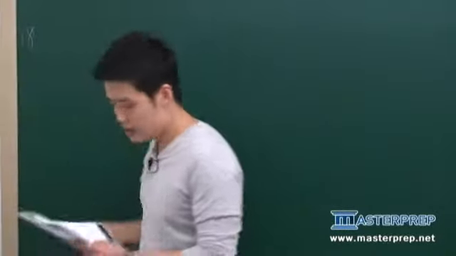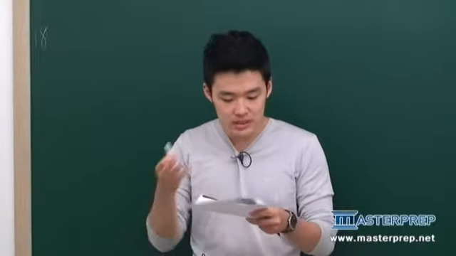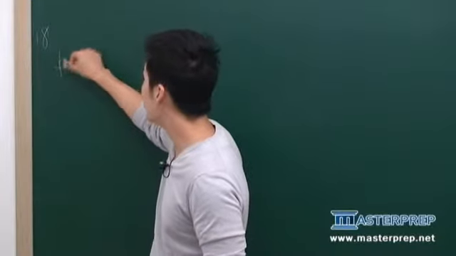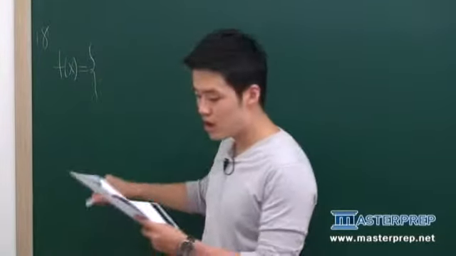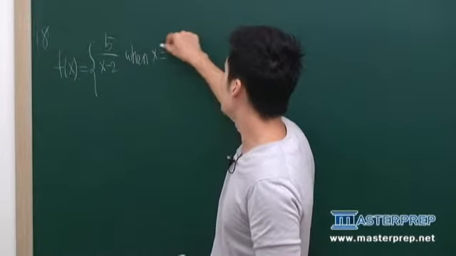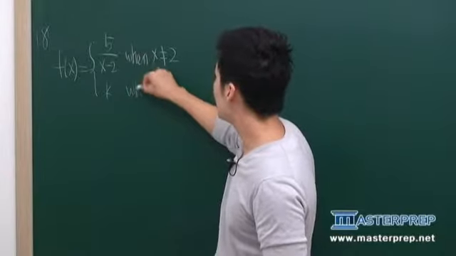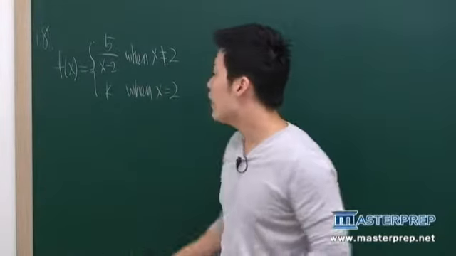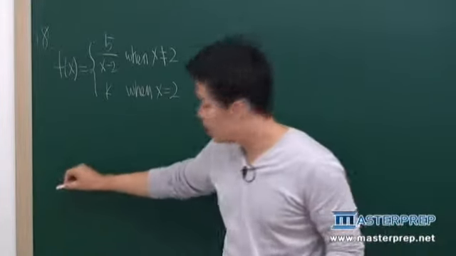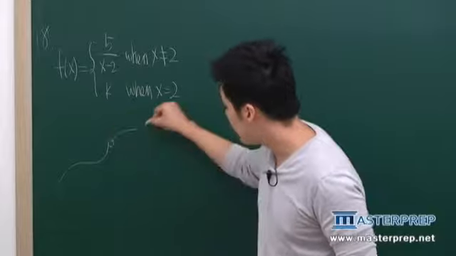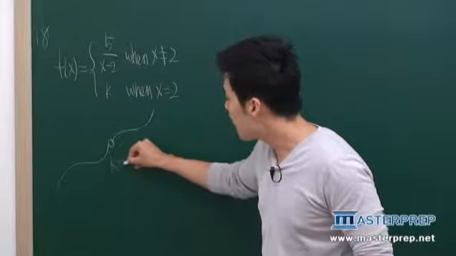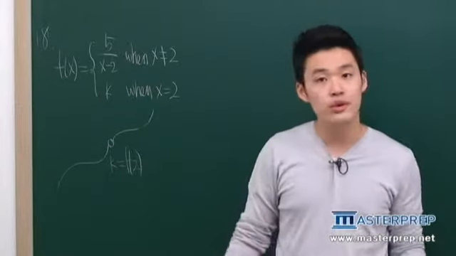Okay, so number 18. First of all, as soon as you see this problem, you could say we have a piecewise function, right? f of x is equal to 5 over x minus 2 when x is not equal to 2, and k when x is equal to 2. This is working for a jump, right? If you have a function with a discontinuity, we might have a jump or a hole there, and if k is the value of f of 2, it works for this case.